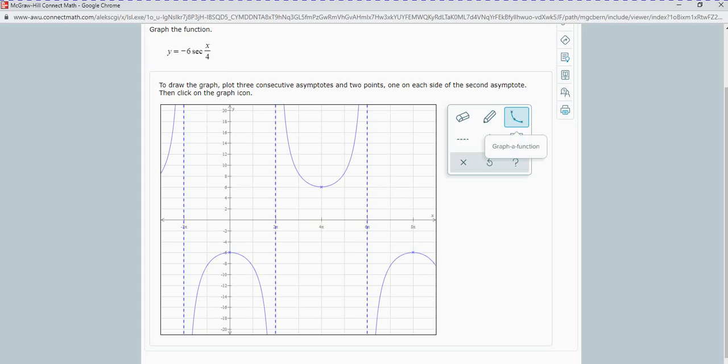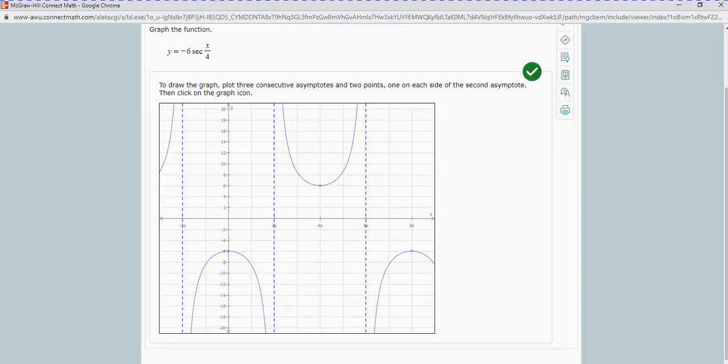We'll click the graph a function button, and notice it graphs the function exactly as we expect. So let's check the answer. And it looks like we're good.